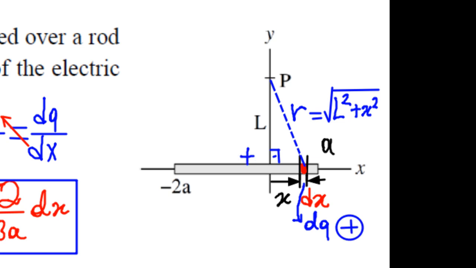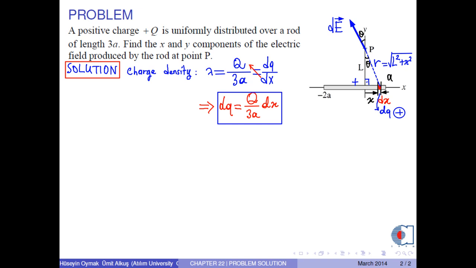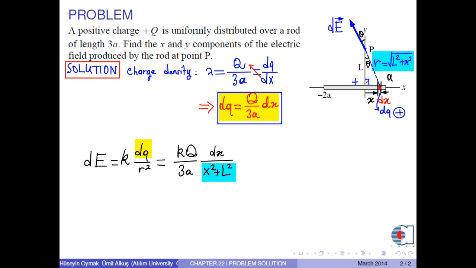Since the charge of the rod is positive, we think that as if there is a positive charge at P, then the differential electric field is drawn like this. The magnitude of this differential electric field is k times dq over r squared. dq is capital Q over 3a dx, and r squared is x squared plus L squared.